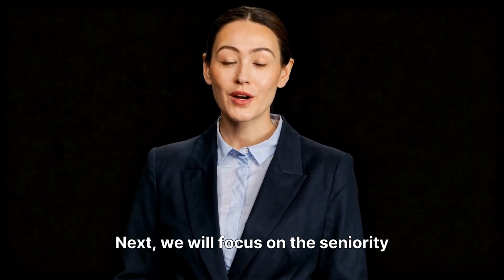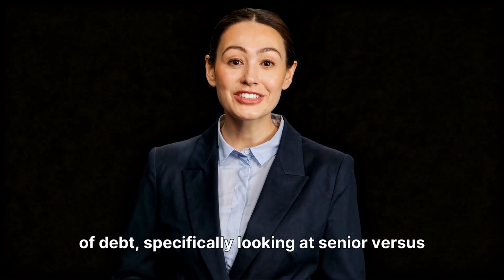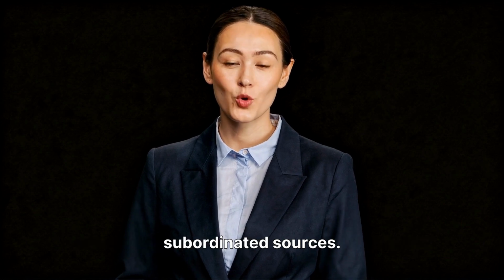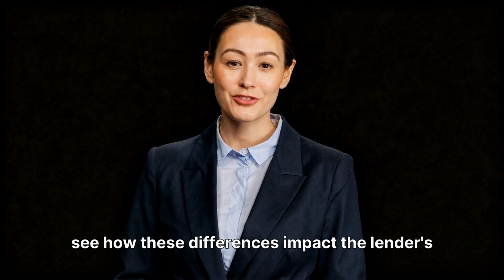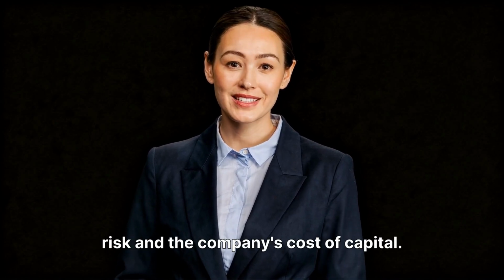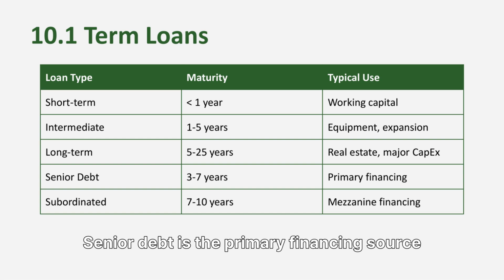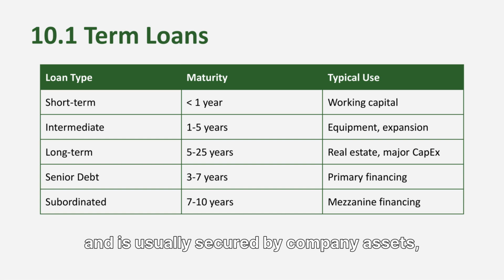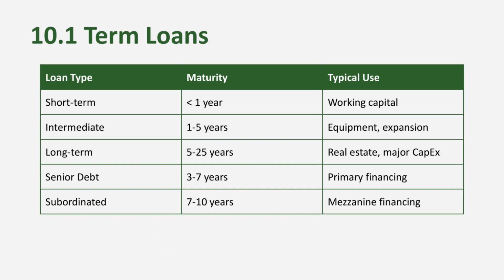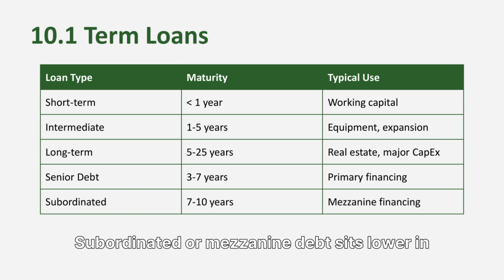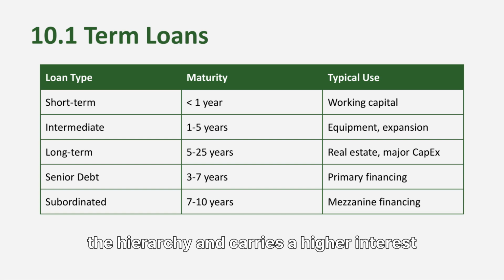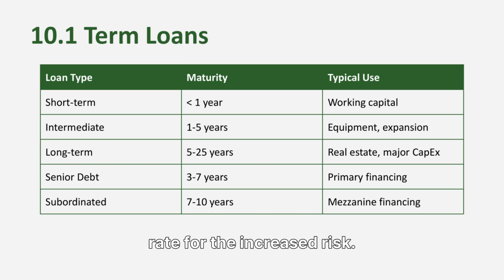Next, we will focus on the seniority of debt, specifically looking at senior versus subordinated sources. Let's dive back into the slides to see how these differences impact the lender's risk and the company's cost of capital. Senior debt is the primary financing source and is usually secured by company assets, making it lower risk for the lender. Subordinated or mezzanine debt sits lower in the hierarchy and carries a higher interest rate for the increased risk.